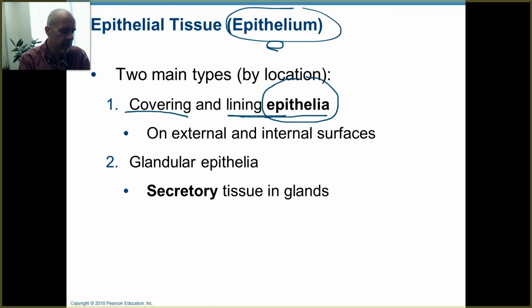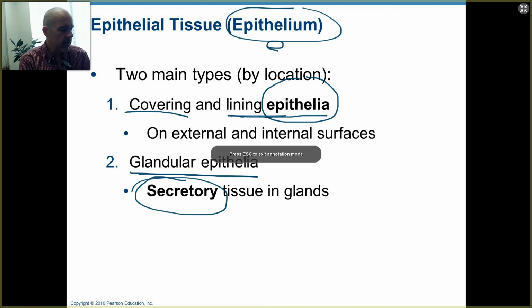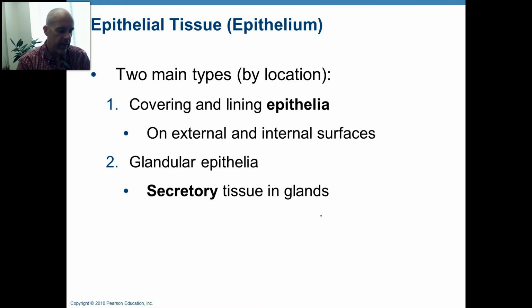And then you have other types of epithelial tissue that are glandular, so glands in the body which secrete things, so they're considered to be secretory. They produce something, they manufacture something that's going to be released elsewhere. That is a special type of epithelial tissue called glandular epithelia, and we will discuss those in a separate video lecture.